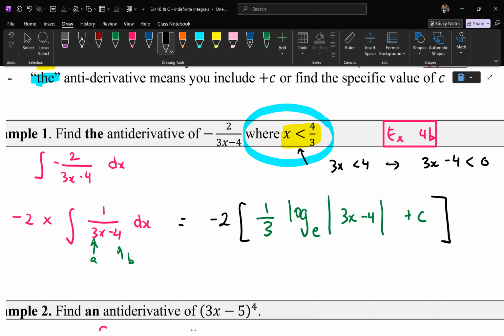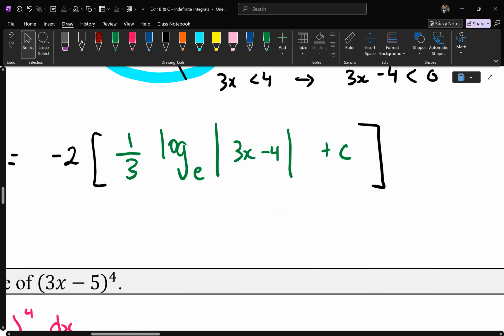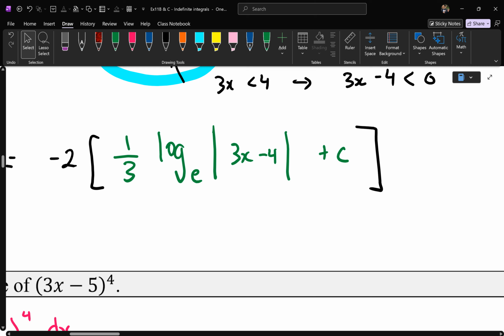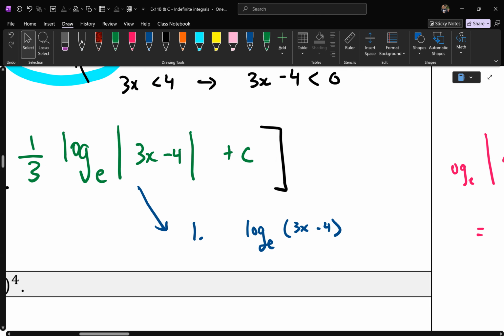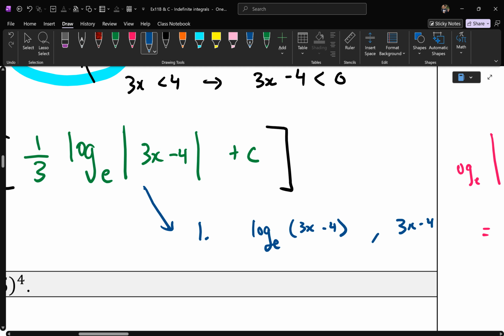What does this mean? See, 3x minus 4 is in your log component. But remember the modulus. When you write the modulus sign, it means there's two conditions here. You can get either, number 1, it could be log e of 3x minus 4, where 3x minus 4 is a positive version. So if it's positive, you would say 3x minus 4 is greater than 0 because it's positive.